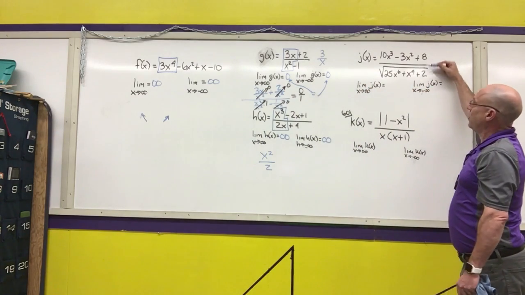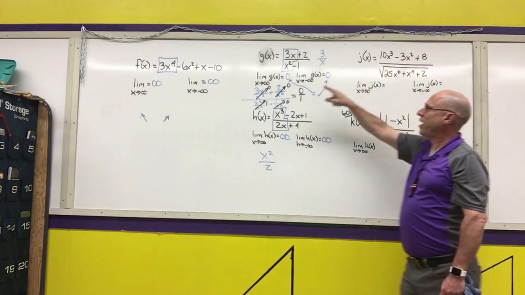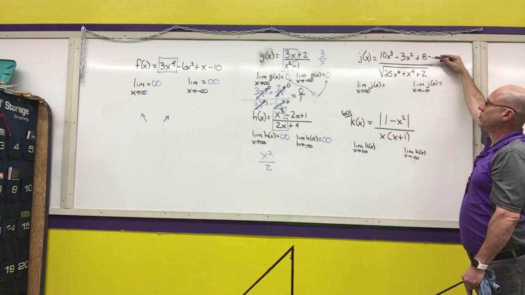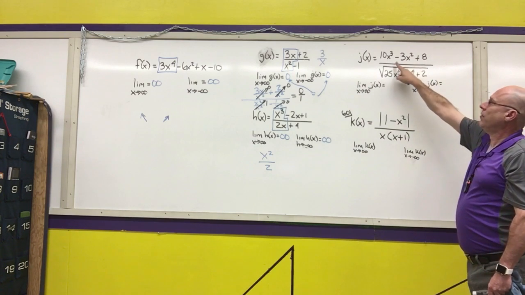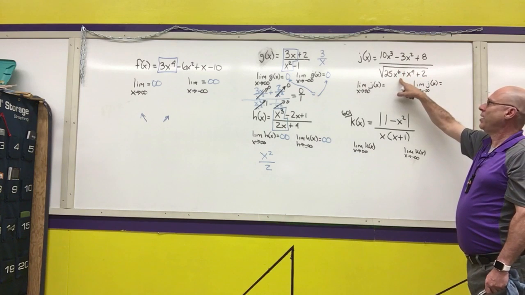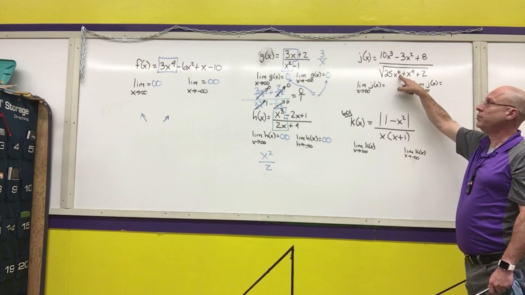One little side note on this is I can actually use the strategy of dividing by the highest power of x even if I have square root functions. So let's look at the highest power of x in the numerator. That's x cubed. The highest power of x in the denominator is the square root of x to the 6th, which is also x cubed.